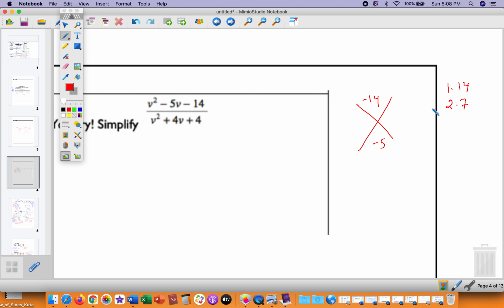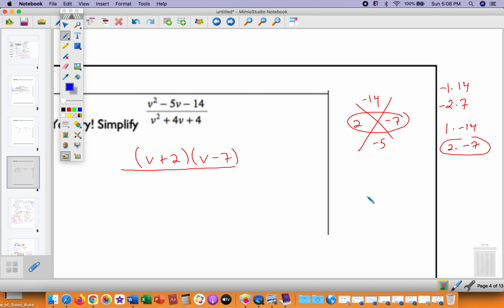So I know they multiply to a negative, either 1 and negative 14 or 2 and negative 7. So these are my only options. So 2 and negative 7 adds to negative 5. So we know in our numerator we're going to have v plus 2 times v minus 7. And in our denominator, we're looking for a combo that multiplies to 4 that adds to 4. So it's 2 and 2. So we have v plus 2, v plus 2.